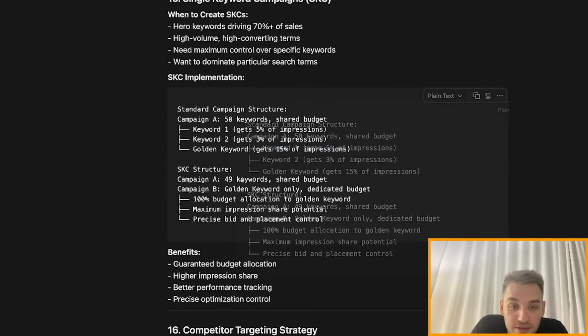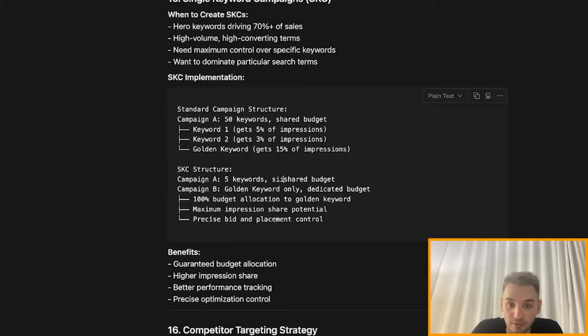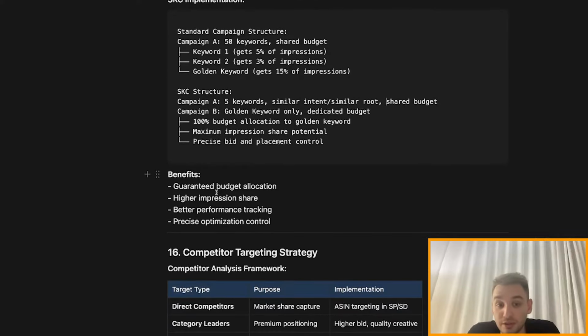Now, this is a campaign that I recommend you set up. So I would say 55 keywords, similar intent, similar root. Let's say if you're selling blue shoes, it will be all the blue color keywords. And then campaign B is your golden keyword only, with a dedicated budget. So 100% of the budget goes towards that keyword only. There is no impression suppression. So guaranteed budget allocation and higher impression share are the benefits you can reap from using this structure.